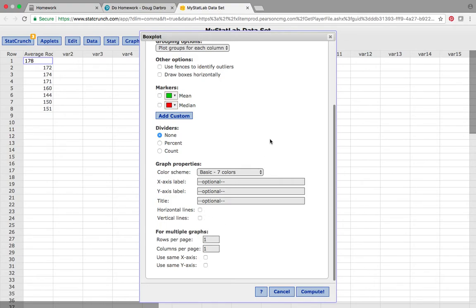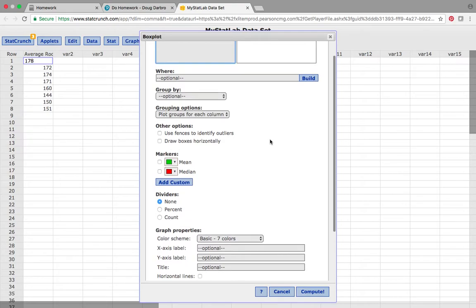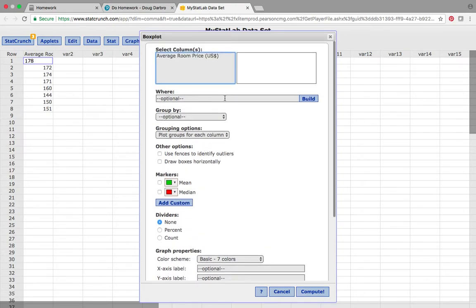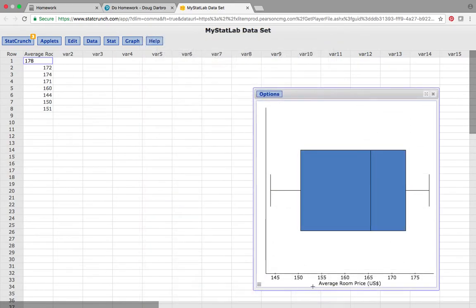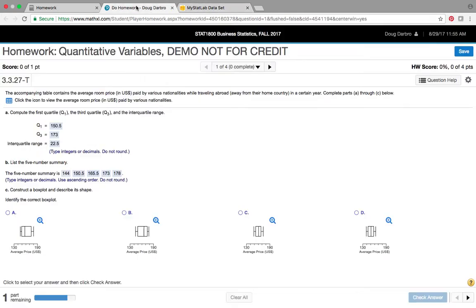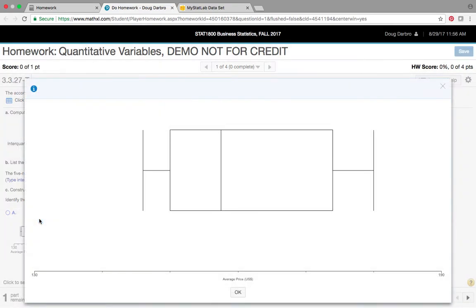Horizontal lines, vertical lines. Guys, I thought there was a way that we could draw boxes horizontal. There we go, and use fences to identify outliers. All right, cool. So we just need to take a look at our 5-number summary and make sure that it matches up. I don't know about you, but I can't really see that one.